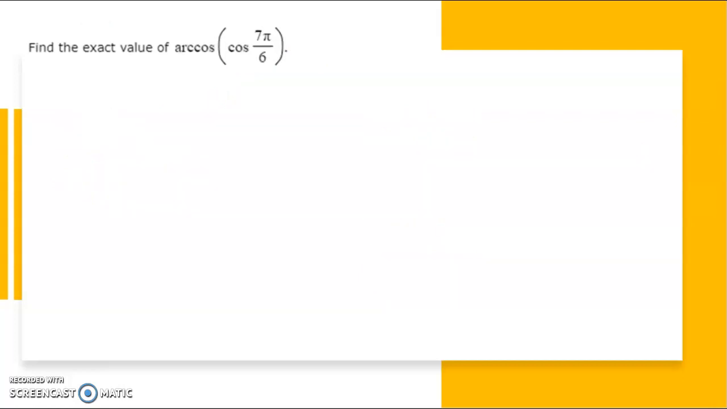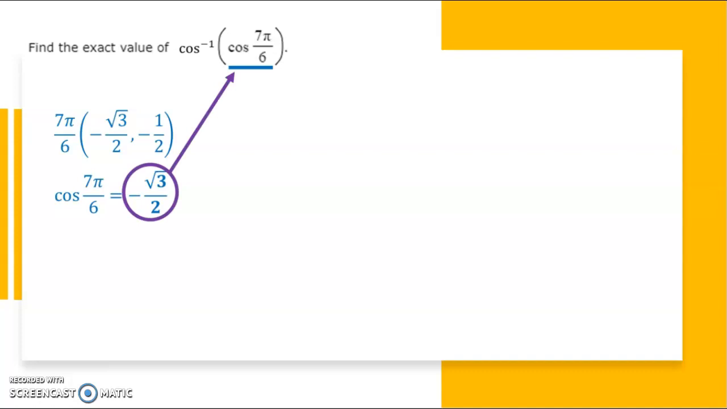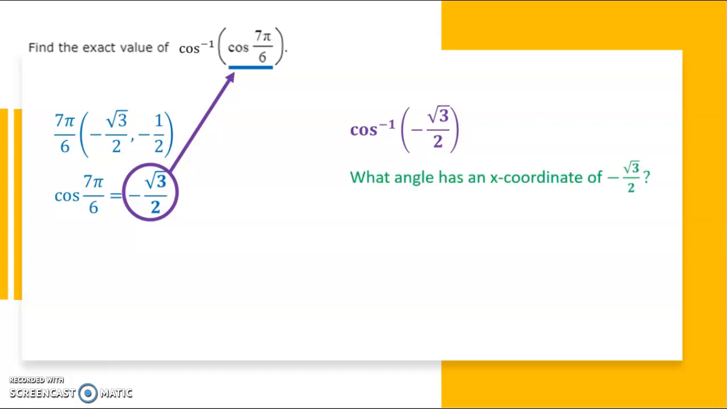Here we have the arc cosine. So again, that's just another way to say inverse. We'll start with what's inside the parentheses. We'll look at its ordered pair. If it's cosine, we're looking at the x value. Now we'll make our replacement, so our new problem is finding the inverse cosine of negative root 3 over 2. There's the question that we're asking in English.